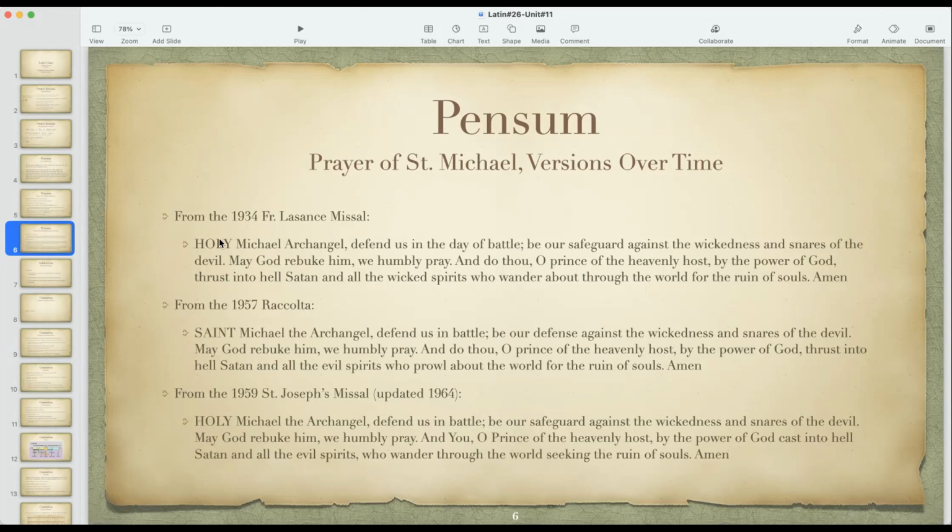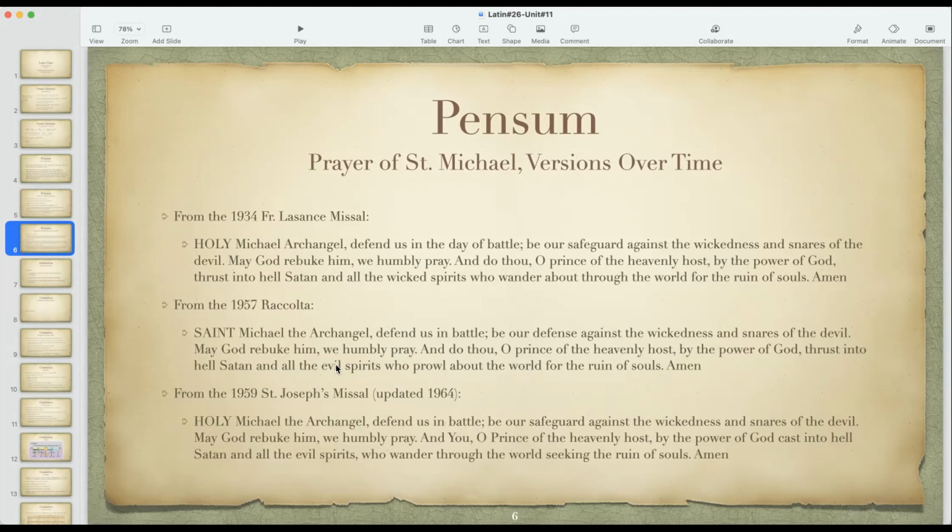That gets, other than maybe switching from holy to saint, which I prefer holy over saint, although it's the same thing, that is a very literal translation. I mean, that follows the Latin very closely. And then in the '57 Raccolta, we see thrust into hell Satan and all the evil spirits who prowl about the world for the ruin of souls. This is where we see the prowling about for the ruin of souls, which is not the literal form.